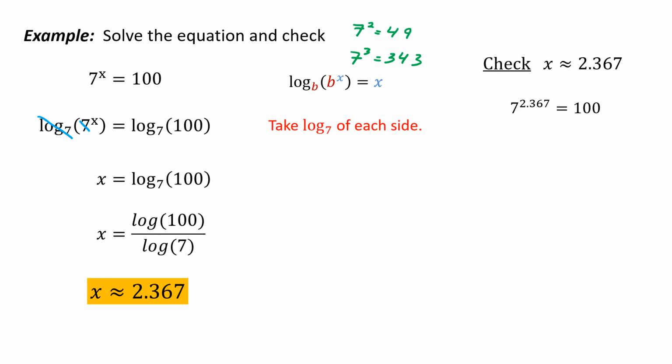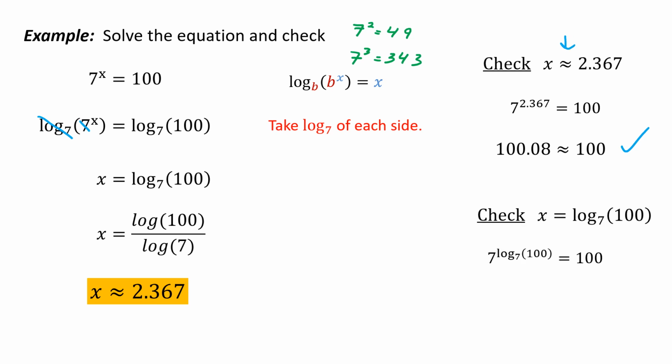If we check the approximation, we get 100.08. That's telling us that it is correct. It's not exactly 100 because we approximated. If we check the exact value, well, then we substitute back into the original, and since exponents and logs with the same base are inverses, this cancels out, and we're left with 100 equals 100.